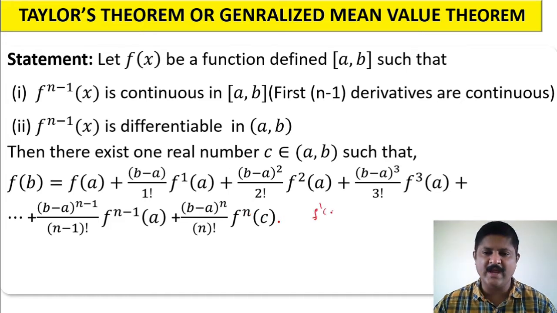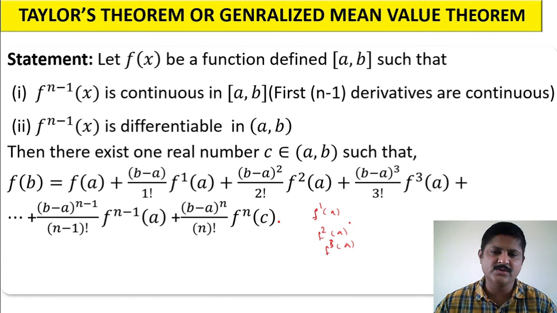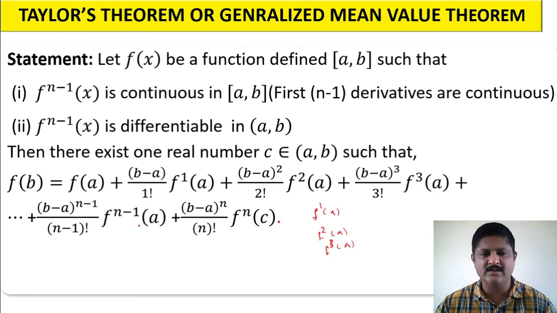of a is the first order derivative of the function at x equals to a, f2 of a is the second order derivative of the function at x equals to a, f3 of a is the third order derivative of the function at x equals to a. In general, f^(n-1) of a is the n minus 1th order derivative of the function at x equals to a, and fn of c is the nth order derivative of the function at x equals to c.